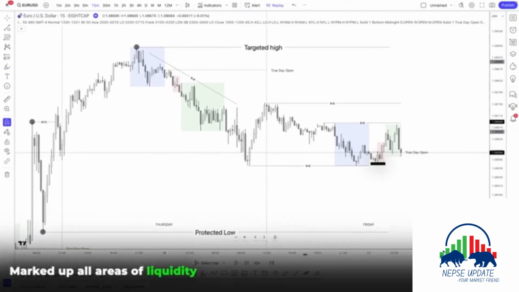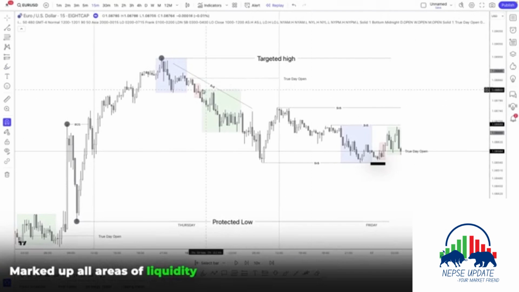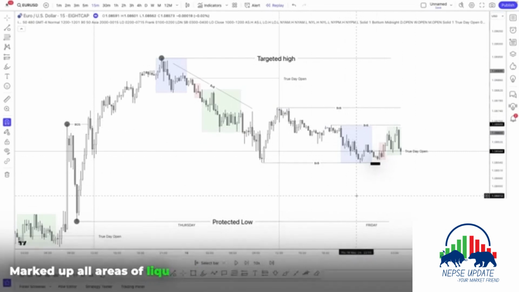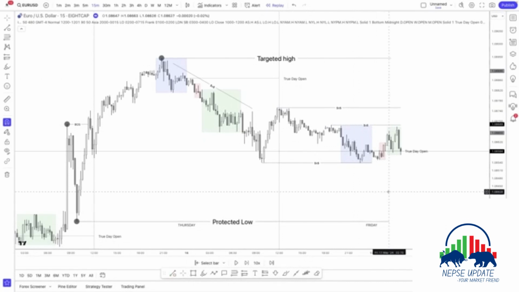So that completes step number 2, right? I've mapped out all of my different areas of liquidity: trend lines, external highs, internal highs, equal lows, equal highs, Asia high, all of these different types of liquidity, they're all ready. Now, step number 3 is to identify my order block.